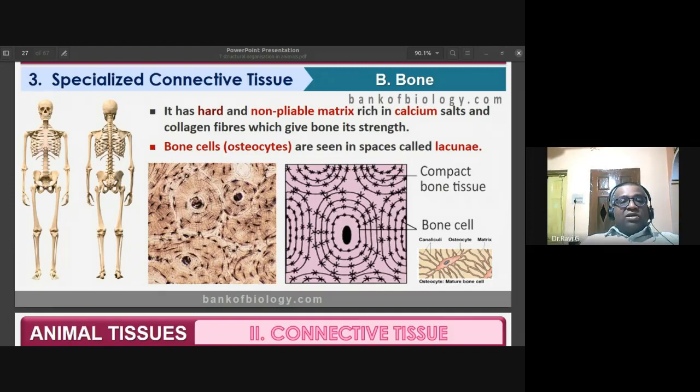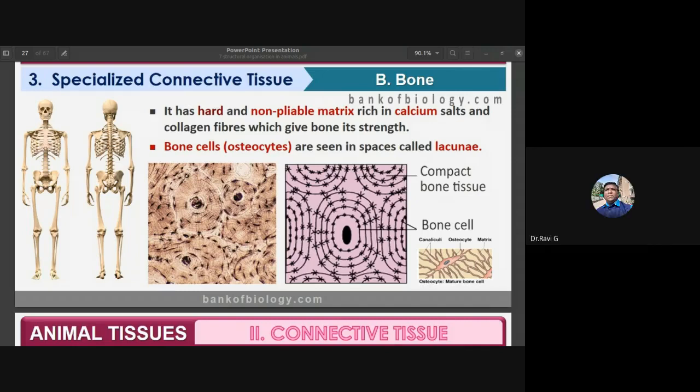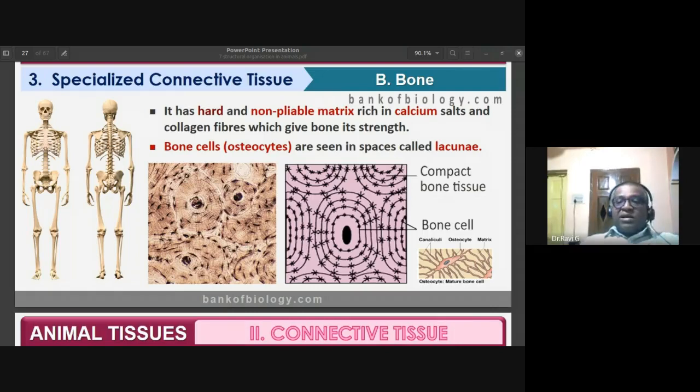Okay, so this sort of Haversian system arrangement you find in case of bone, and you can see here that osteocytes have cytoplasmic extensions, which interconnect the neighboring cells. So the cytoplasmic extensions are also there that you can notice in the osteocytes. We'll be discussing the types of bones in the skeletal system.